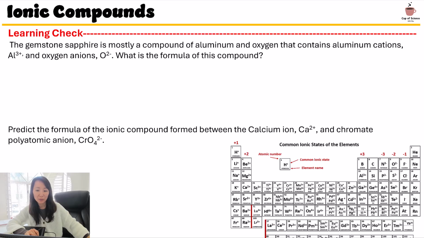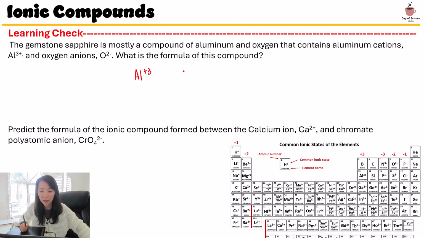Let's try the next one together. The gemstone sapphire is mostly a compound with aluminum and oxygen that contains aluminum cations, Al+3, and oxygen anion, O-2. What is the formula of this compound? So let's look at aluminum. It has a charge of +3. Oxygen has a charge of -2.